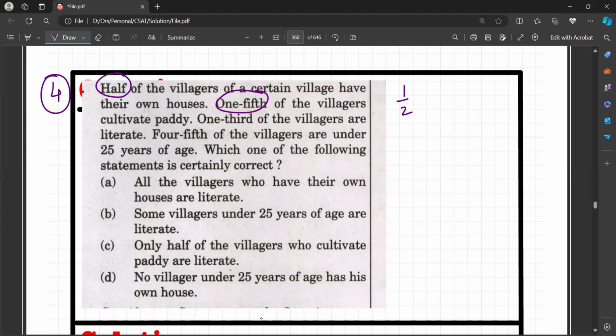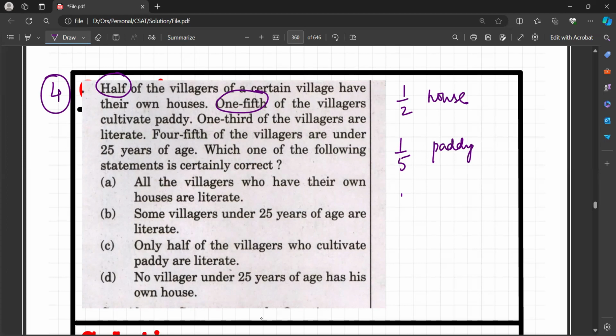Such for easy calculation, but I would advise: read the question first, find out what fractions are available to you. Half of the villagers of a certain village have their own house. Half of the villagers have their own house. Very good. 1/5 of the villagers cultivate paddy.